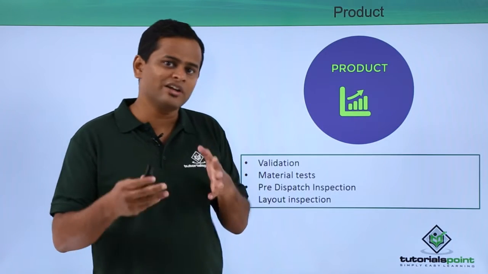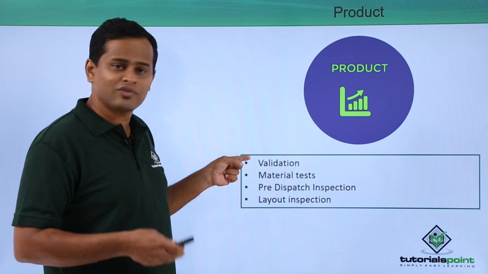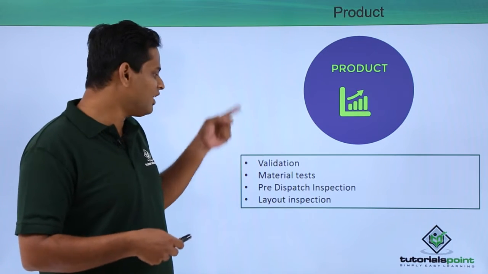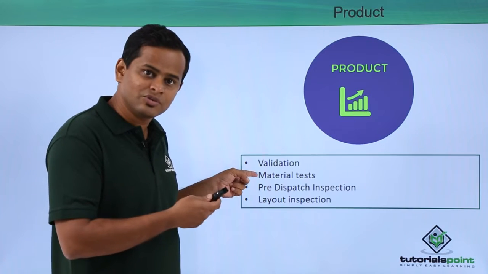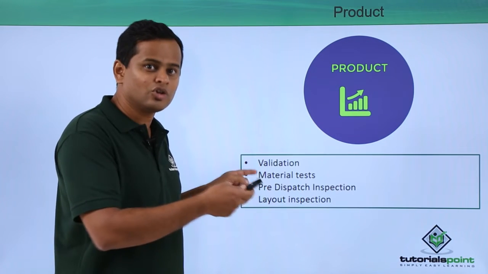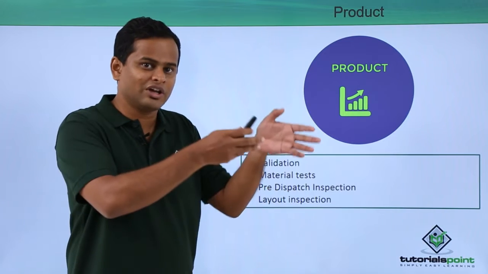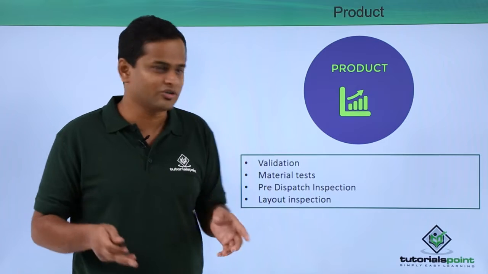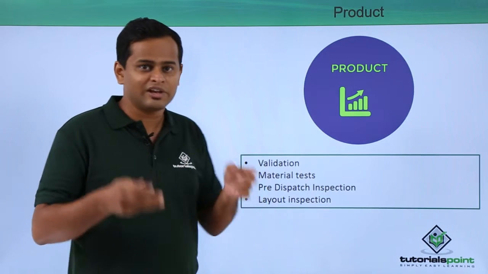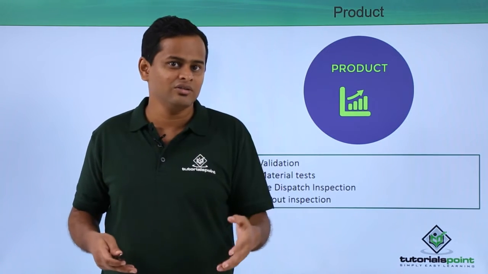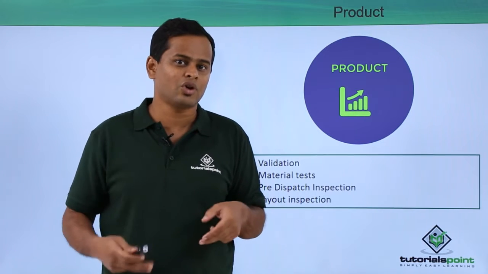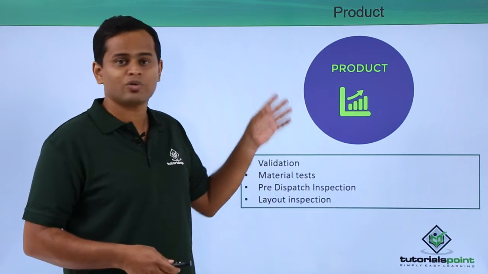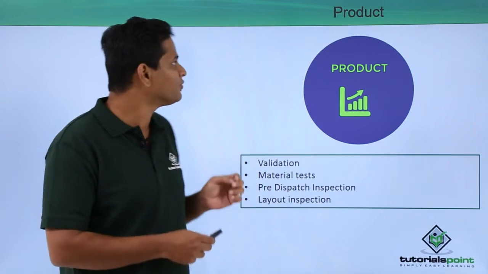When we talk about the product level, we need to understand that from a validation point of view also we need to control the quality. Not only that, with respect to the material tests and pre-dispatch inspections, before the components go to the customer, we need to check certain parameters in the product. And then finally layout inspection at regular intervals, where all the dimensions in the drawing we need to verify level-wise if the product has an assembly process.